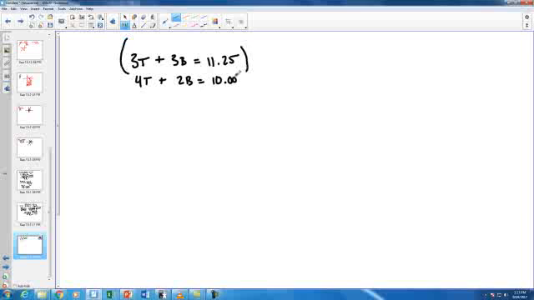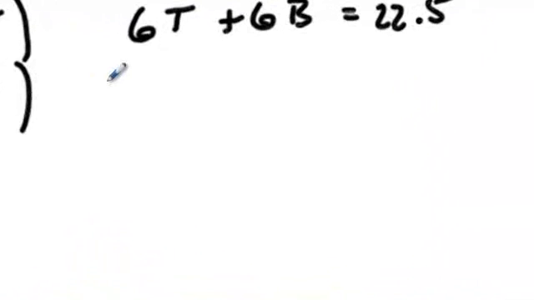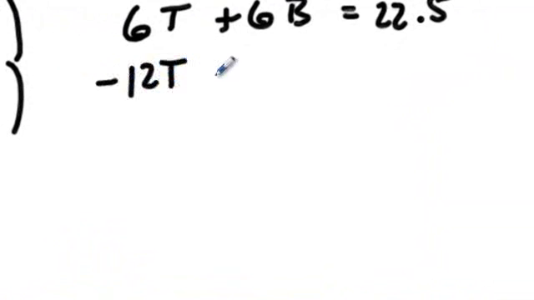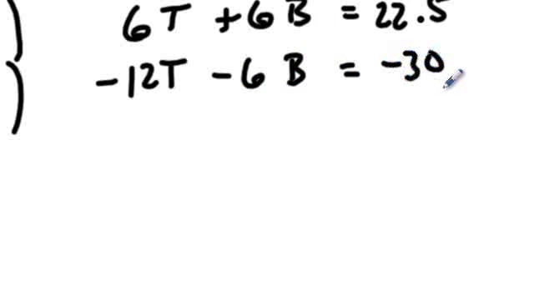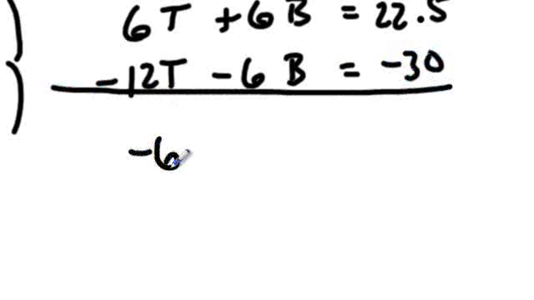I do have to multiply by a number to get these to cancel. I think I'll multiply the top line by 2 to make this a 6. That makes 6t plus 6b equals 22.5. And down here I'm going to times by negative 3. That makes negative 12t minus 6b. And that right there, that's the payoff. I wanted the b's to be opposite. Equals negative 30. This turns out to be negative 6t.